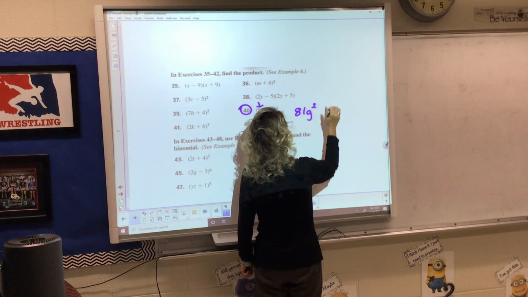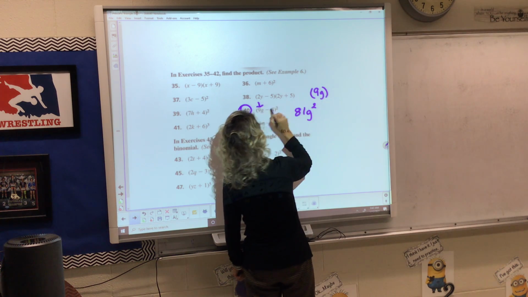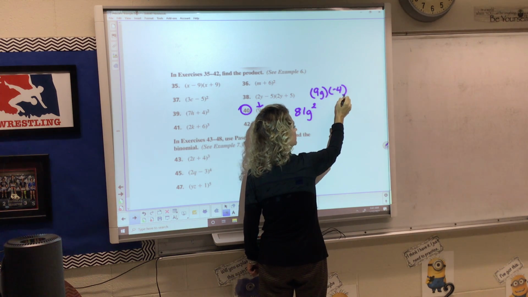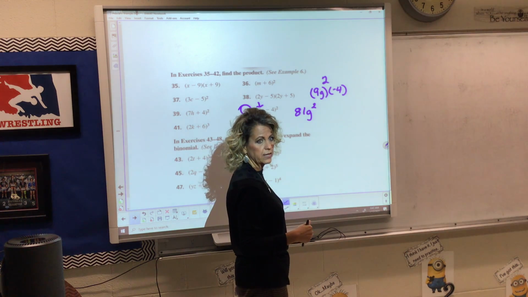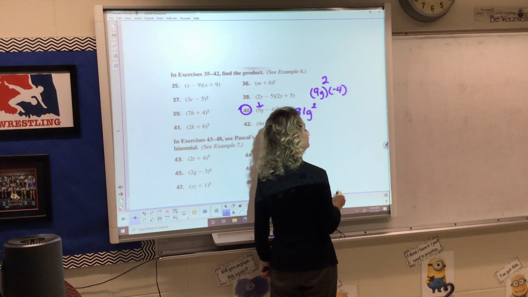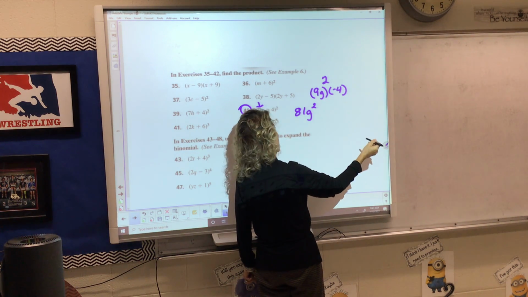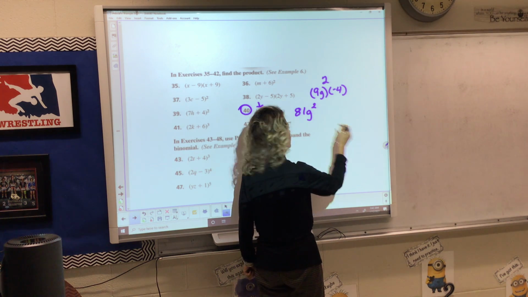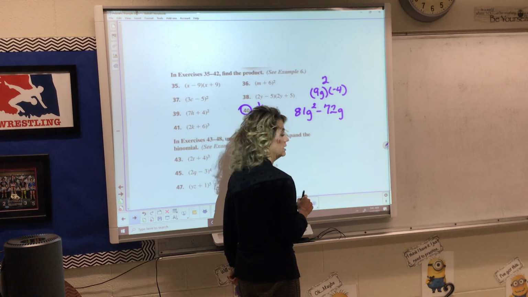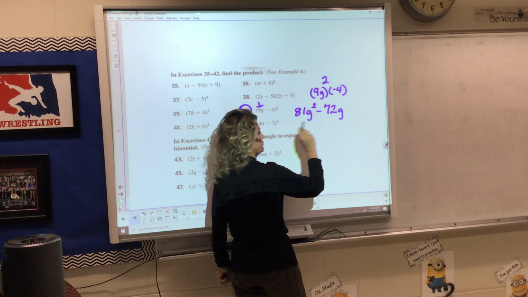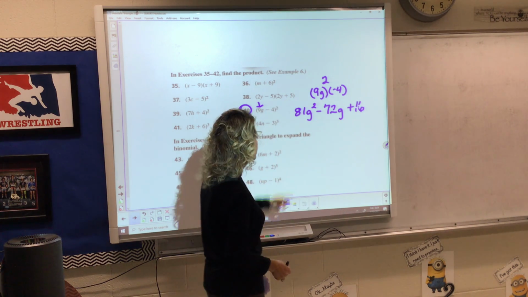Now, our middle term is our first term, yes? Times the last term, yes? Times 2. 2 is standard. Do we understand that? Yes. 9 times a negative 4 is negative 36. Negative 36 times 2 is what? Negative 72? And we have g. Yes or no? Yes. Negative 72g. Yeah? What's a negative 4 times a negative 4? Positive 16. Save the sign. And so now we're done.